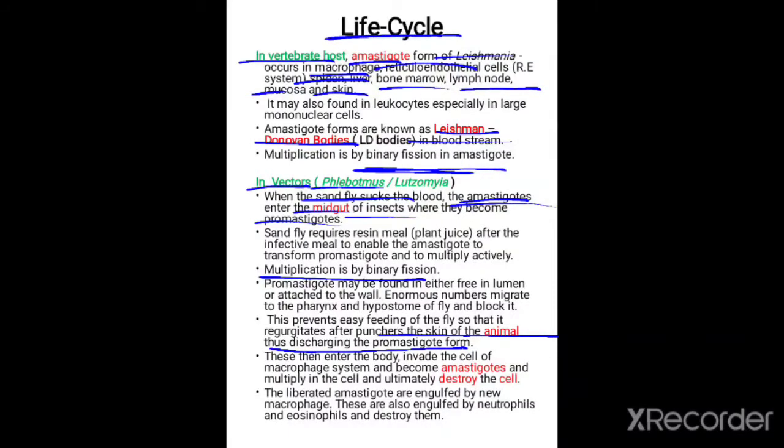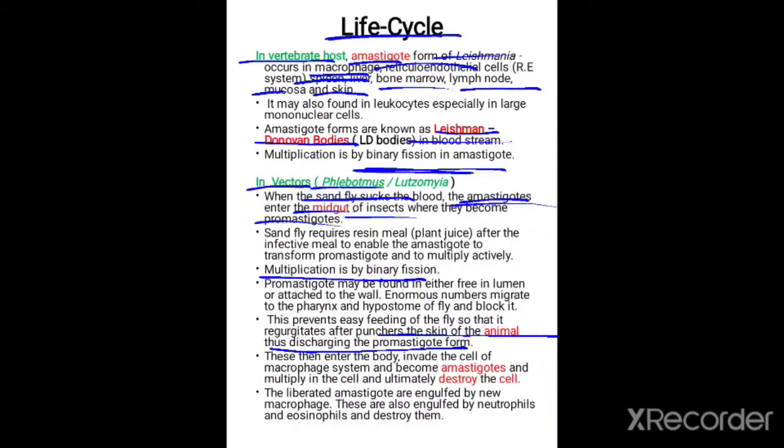The life cycle includes stages in the vertebrate host and in the vector. In the vertebrate host, the amastigote form of Leishmania occurs in the macrophage, endothelial and reticuloendothelial cells, spleen, liver, bone marrow, lymph node, mucosa, and skin. Amastigote forms are known as Leishman-Donovan bodies in the bloodstream. They multiply by binary fission as amastigotes.